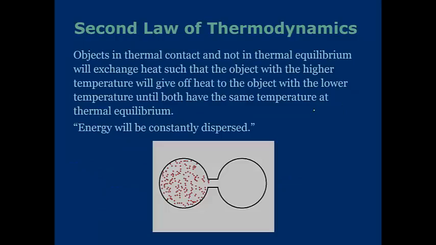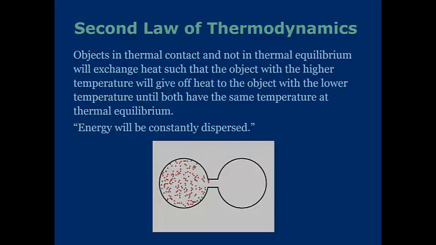The second law of thermodynamics states that objects in thermal contact and not in thermal equilibrium will exchange heat so that the object with a higher temperature gives off heat to the lower until they have reached a state of equilibrium. To paraphrase, it states that energy will always be constantly dispersed.